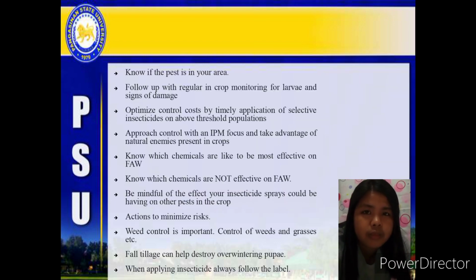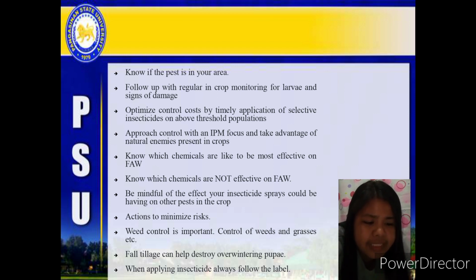Management control. Know if the pest is in your area. Follow up with regular in-crop monitoring for larvae and signs of damage. Optimize control costs by timely application of selective insecticides on above threshold populations. Approach control with an IPM focus and take advantage of natural enemies. Know which chemicals are likely to be most effective on fall armyworm. Know which chemicals are not effective on fall armyworm. Be mindful of the effect your insecticide sprays could be having on other pests in the crop.